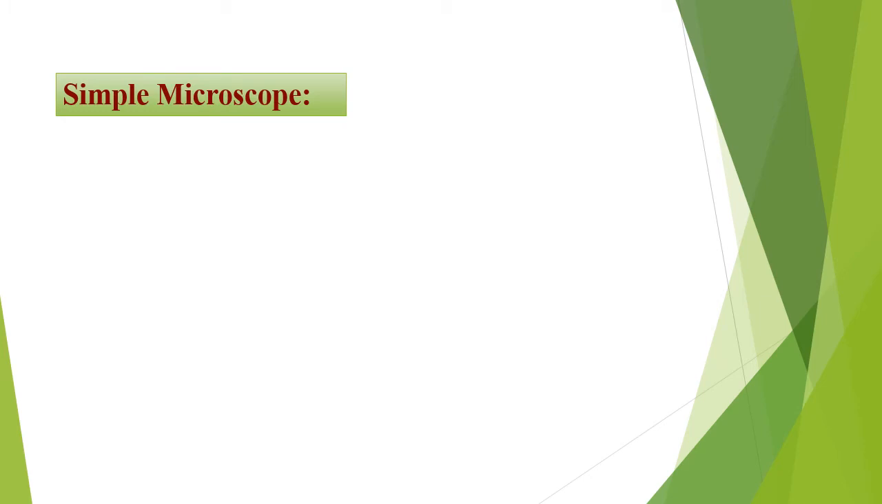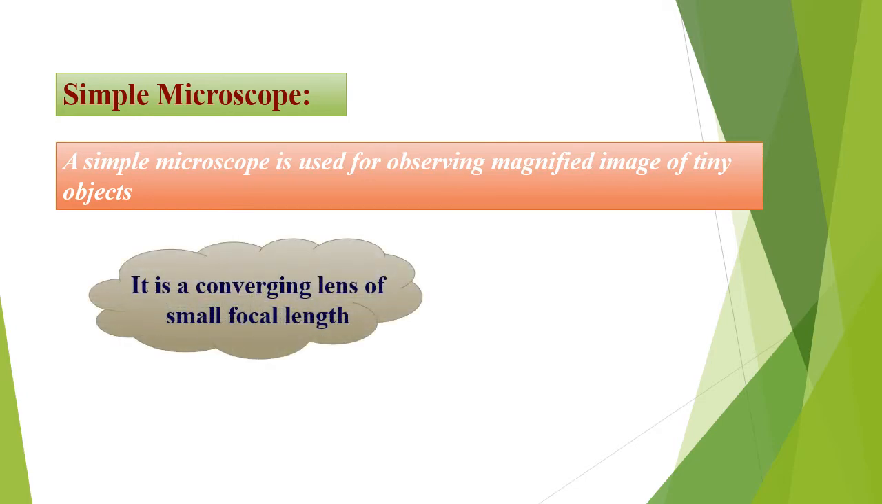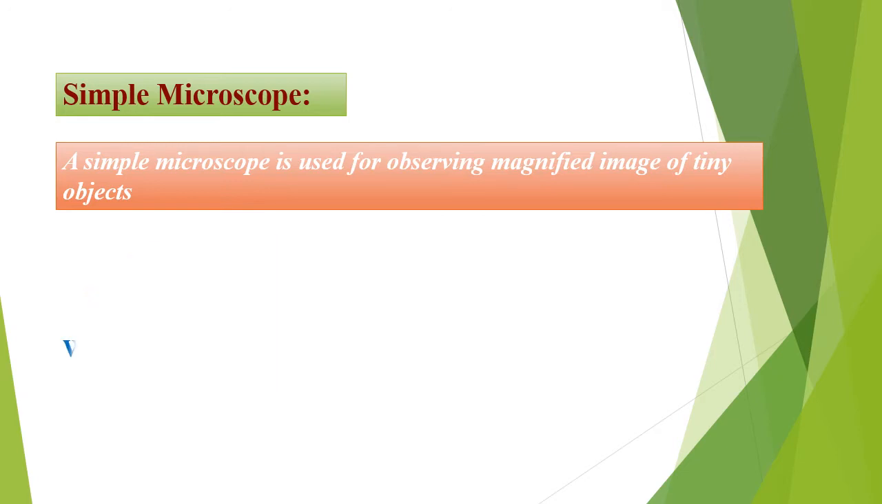Simple microscope, first one. A simple microscope is used for observing magnified images of tiny objects. Very small, minute objects can be seen by using this microscope. For example, for reading a screw gauge or vernier calipers, you might already have used a convex lens. That is nothing but a simple microscope. It is a converging lens of a small focal length. Converging lens means convex lens.